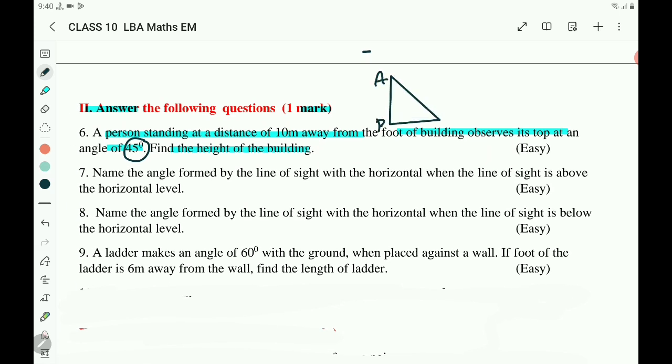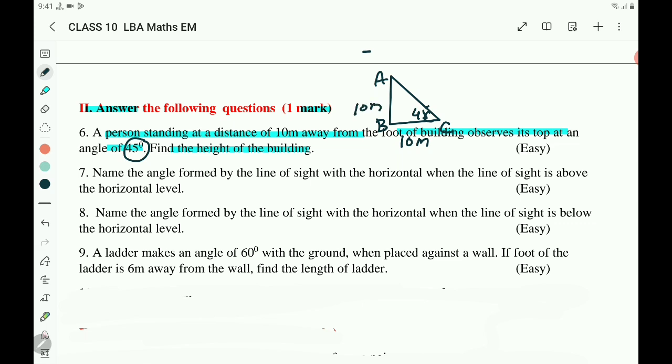Consider a building AB and C is a point at which a person standing, and what is the distance of the point C from the foot of the building? That is 10 meter. And what is the angle of elevation? That is 45 degree. Then naturally this angle also becomes 45 degree. So it becomes an isosceles right angle triangle. AB and BC becomes equal. The sides opposite to the equal angles are equal. So it is also 10 meter.